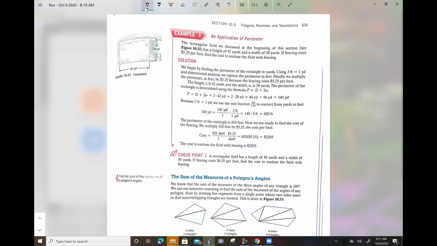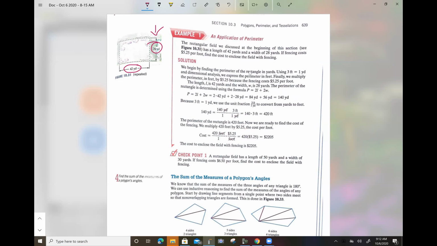So application of perimeter, let's take a look. The rectangular field we discussed at the beginning of the section, figure 10.31, has a length of 42 yards and a width of 28 yards. So those are 2 numbers. And length and width in our formulas, it doesn't matter which one you use, but generally speaking, when they say length, they mean the longer side. And when you say width, you mean the shorter side. If the fencing costs $5.25 per foot, find the cost to enclose the field with fencing.